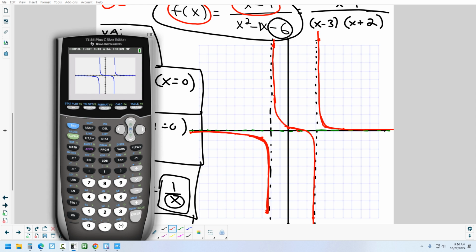I should have been a little bit flatter in the middle than I was maybe, but overall it's a pretty good graph. Any question on that one?